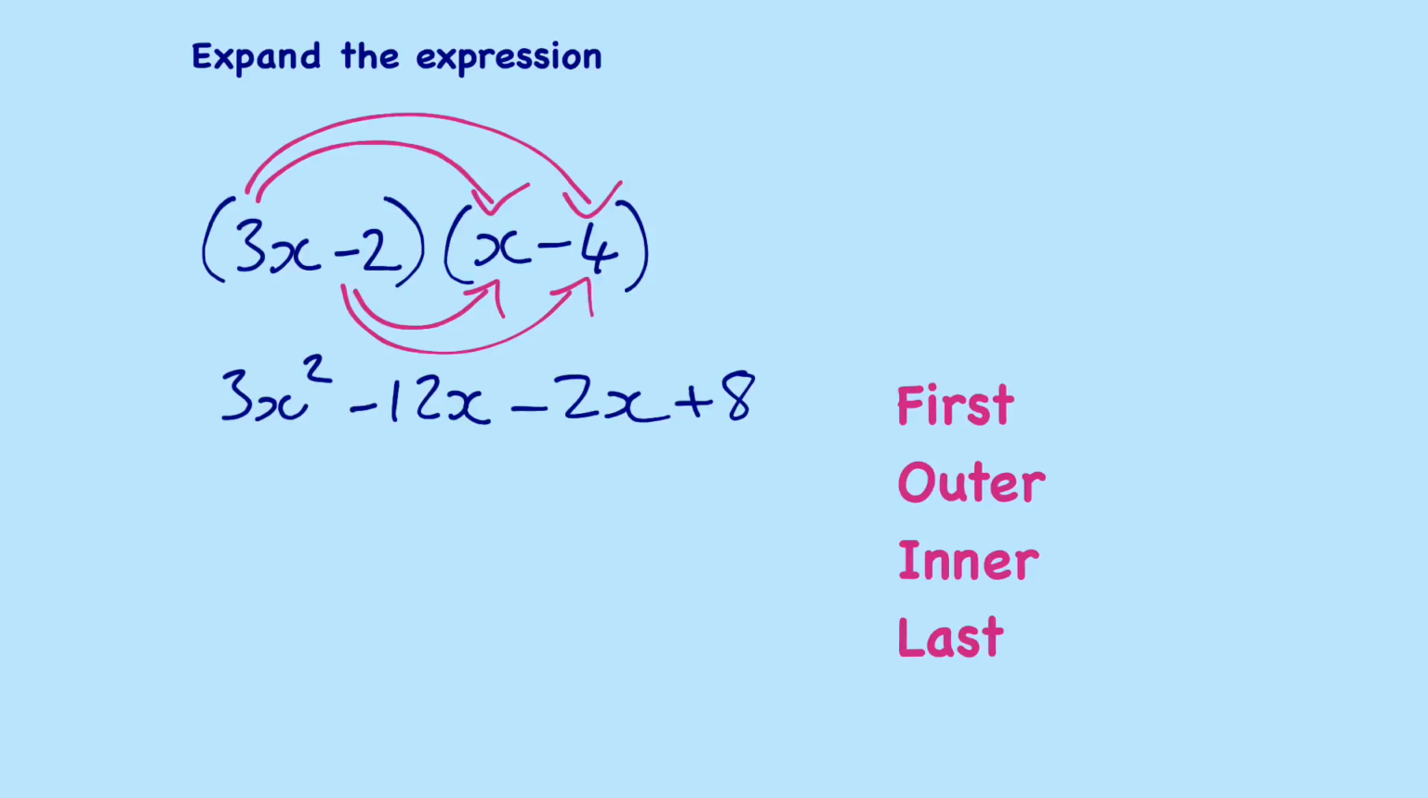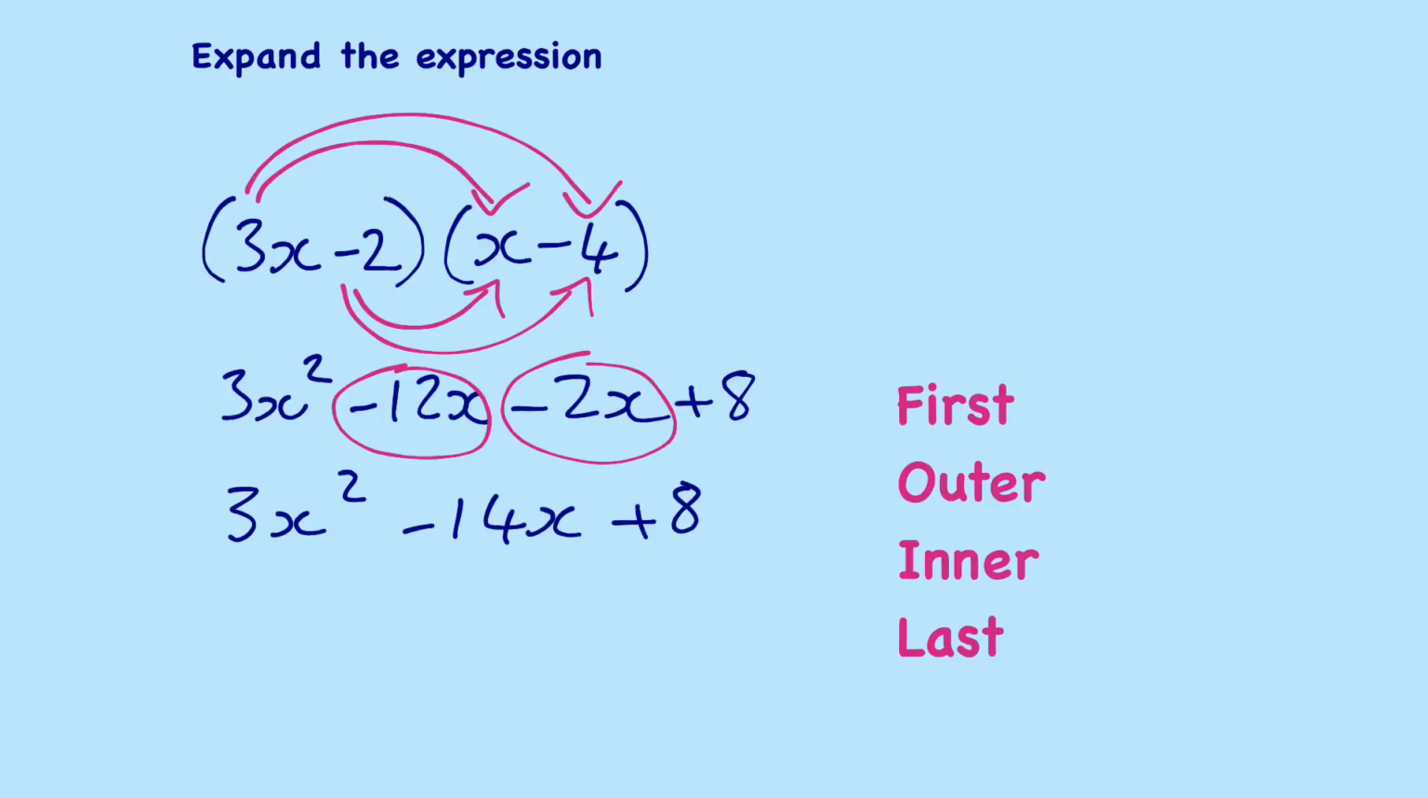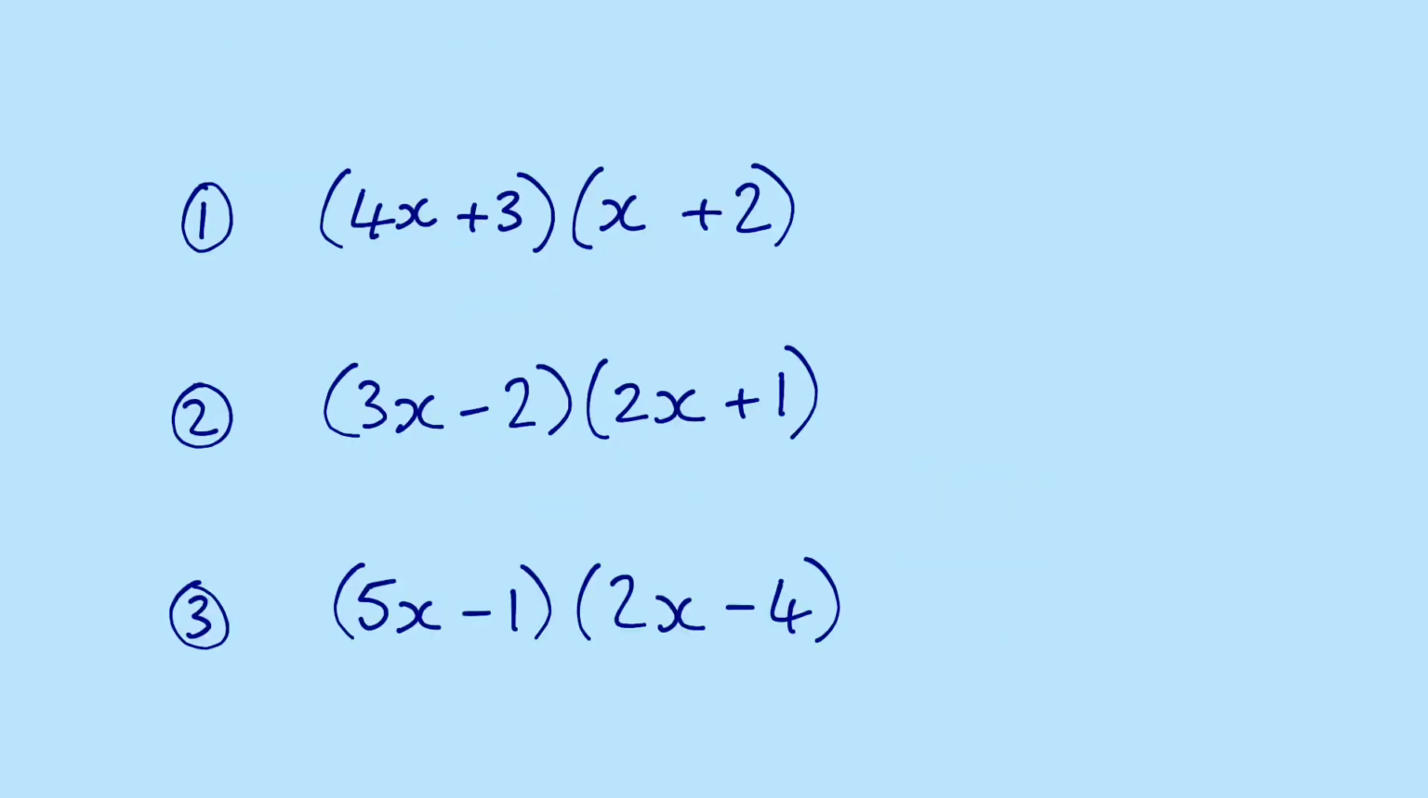Then don't forget we want to tidy up our x's. So that will give us 3x squared minus 14x plus 8. That's our final answer. Now it's your turn to answer some questions. Pause the video and try these.